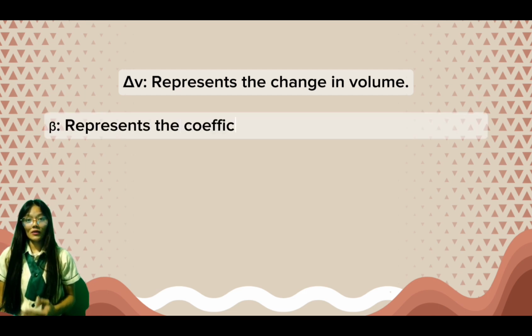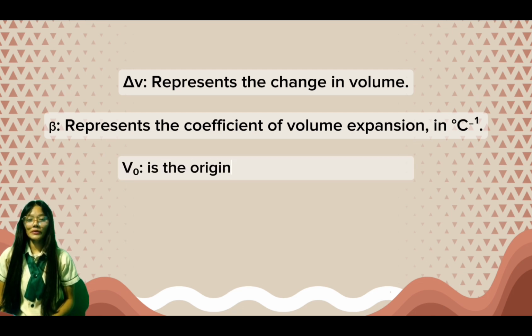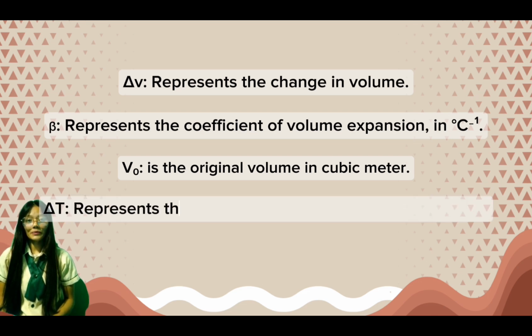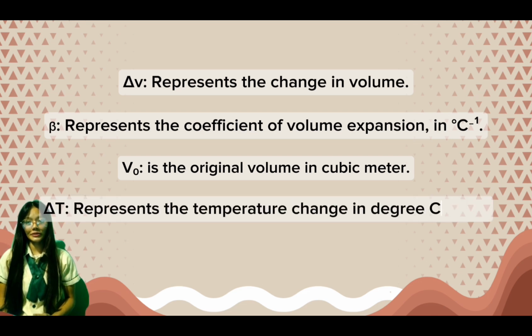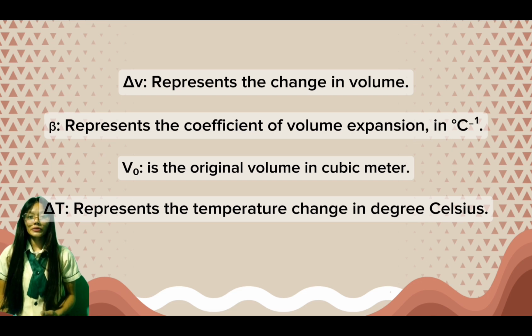Beta represents the coefficient of volume expansion in per degree Celsius to the power of -1. V0 is the original volume in cubic meters. Delta T represents the temperature change in degrees Celsius. This formula is fundamental to predicting and managing volume changes in various materials due to temperature fluctuations.